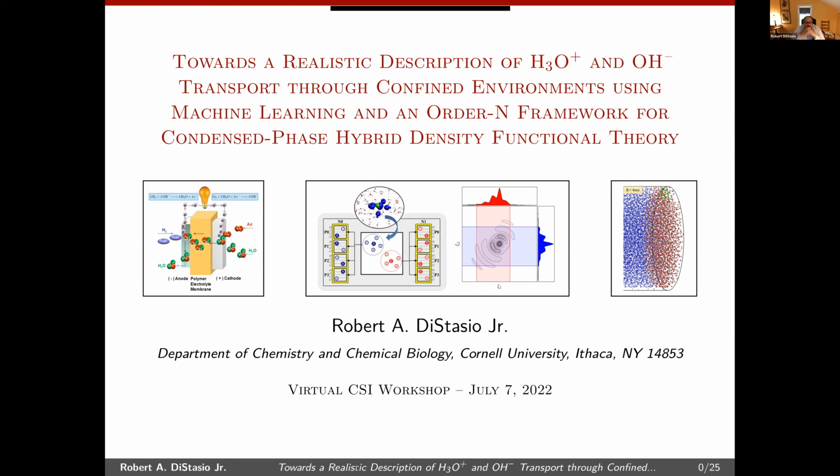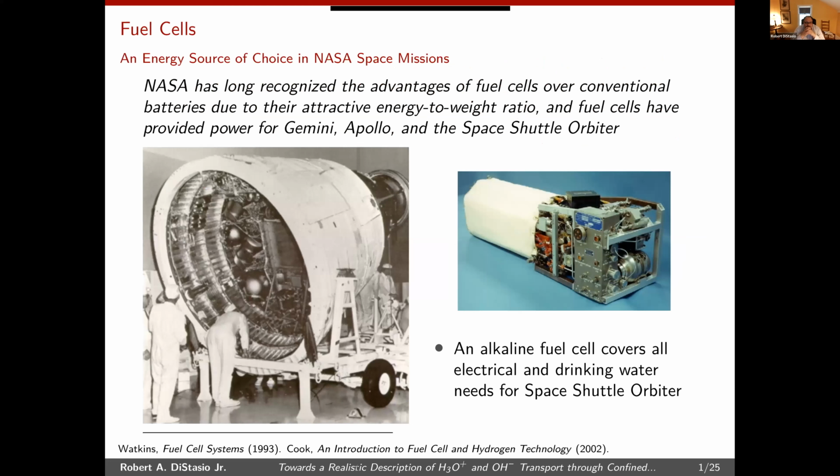Fuel cells have been recognized for a long time by NASA as having a lot of advantages over conventional batteries, because of their attractive energy to weight ratio, and they provided power for a number of different operations. I have them listed above in some cool pictures that I found online. The one on the right shows an alkaline fuel cell, which is not the traditional type of fuel cell, and I'll talk about that more in a moment. For example, it covered all the electrical and drinking water needs for the Space Shuttle orbiter.